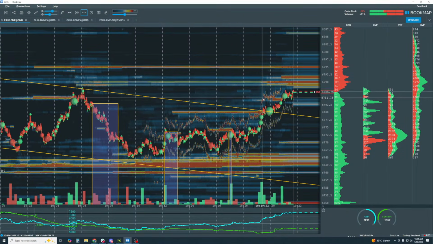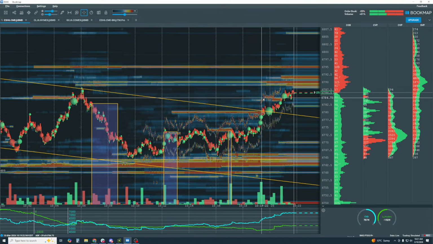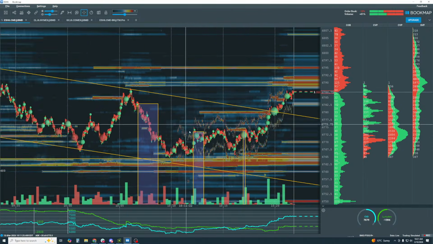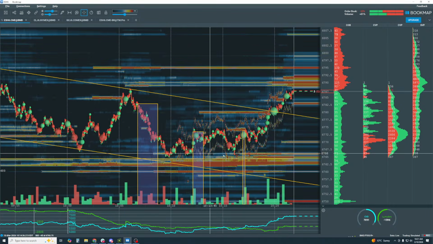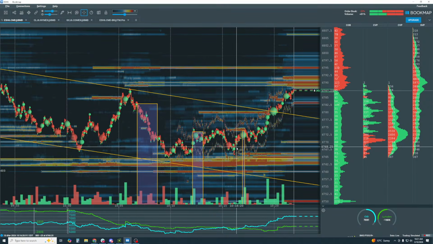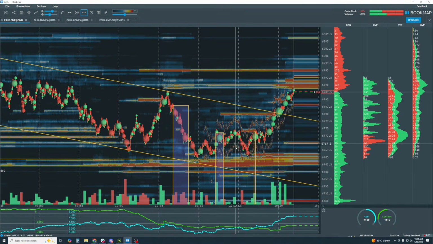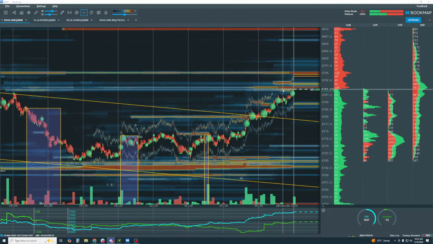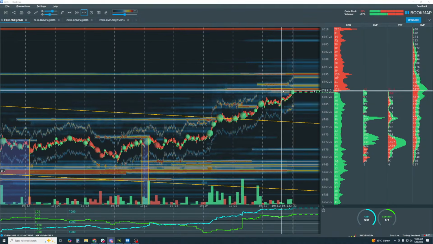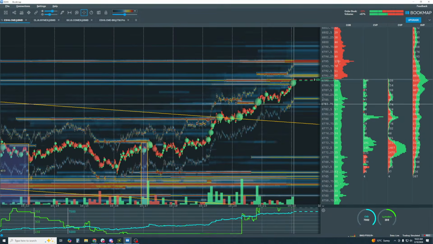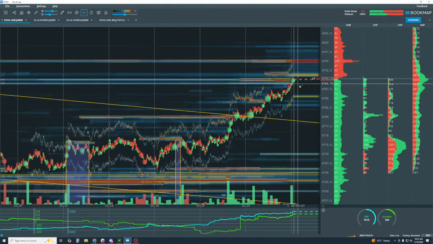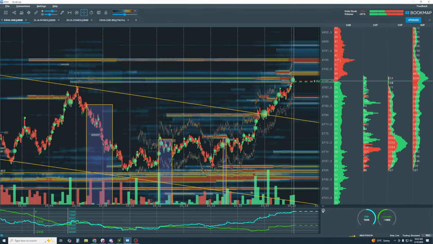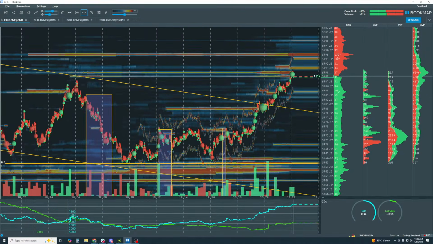Let's see if we can get these buyers in here. Okay, we certainly didn't get the sellers we were looking for down in this area here. Okay, there's 90. Okay, we're going to see a lot of stops triggered here as well.